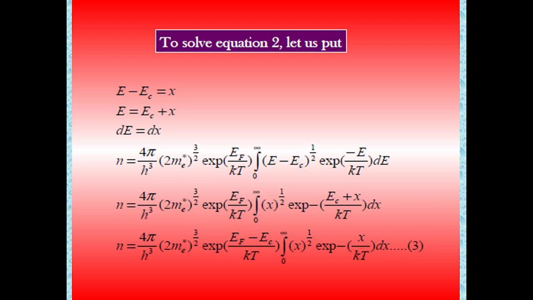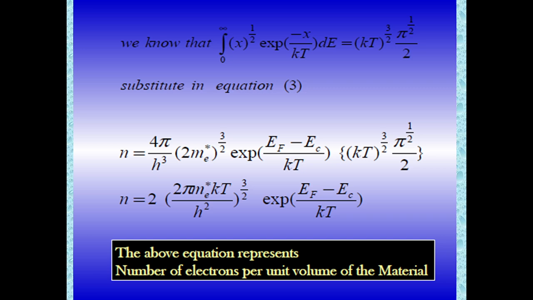n is equal to 4π/h³ (2m_e)^(3/2) e^((EF − EC)/kT) times the integral from 0 to infinity of x^(1/2) e^(−x/kT) dx. This is equation number 3. We know that the integral from 0 to infinity of x^(1/2) e^(−x/kT) dx is equal to (kT)^(3/2) π^(1/2) / 2. Substituting in equation 3, n is equal to 4π/h³ (2m_e)^(3/2) e^((EF − EC)/kT) (kT)^(3/2) π^(1/2) / 2.